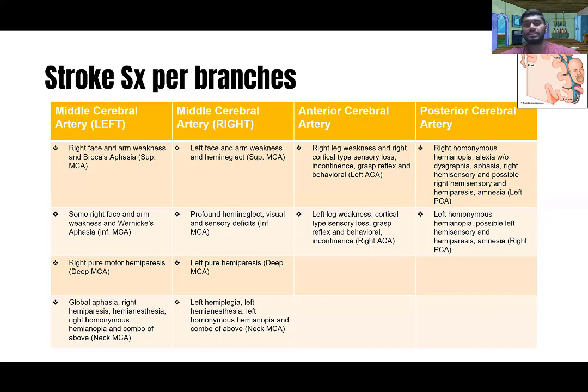It's not working properly because of the infarct. So it can't make sense of that information, right? So that's what right cortical type sensory loss is. It's going to be your stereognosis and your graphesthesia. Graphesthesia is when someone traces some kind of symbol on your skin and you are able to tell what it is.